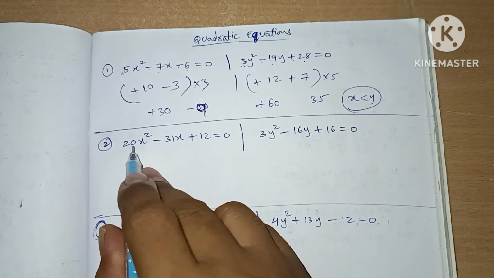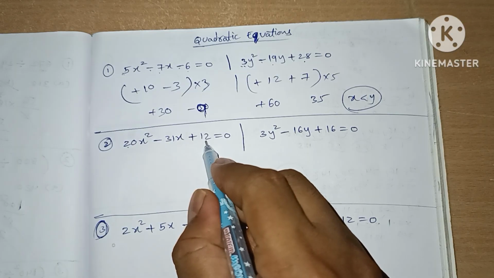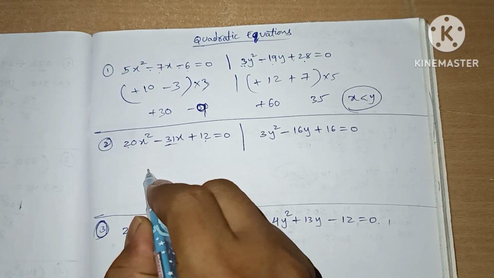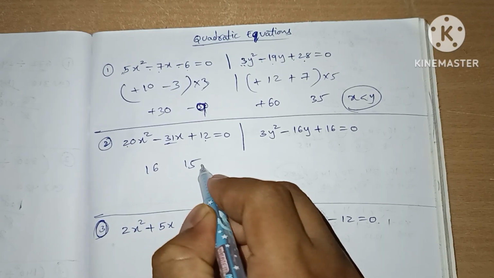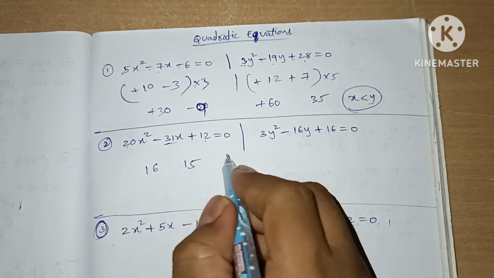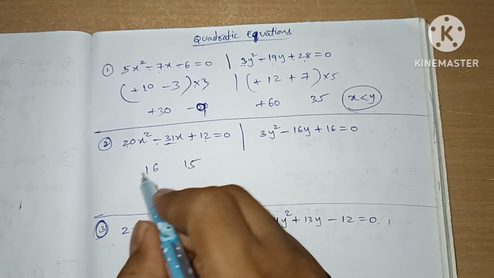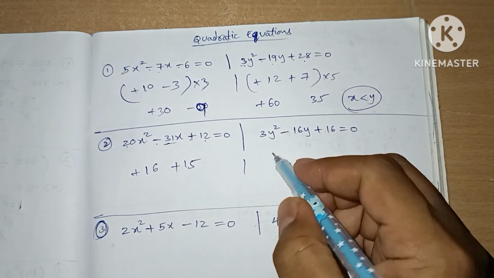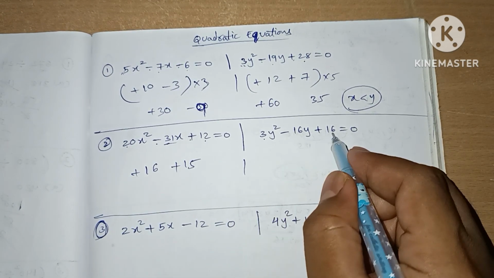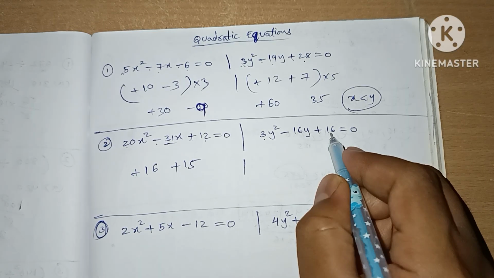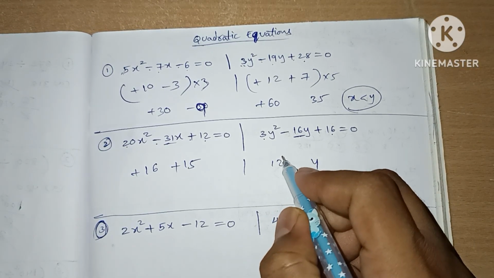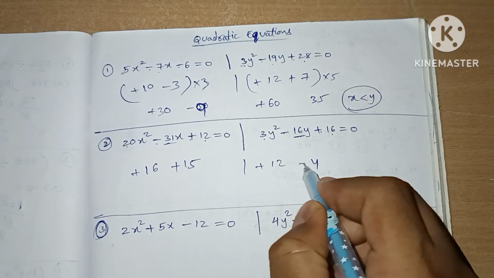Next question. Here 20 into 12 will be 240. 240 means we need to get 31. I know 16 15 times is 240. This is why we need to know 20 into 20 tables. Minus and plus means the roots are positive. Okay, here 3 16 times, which will be 48. 48 means 12, 4 times is 48, minus and plus, so the roots are positive.